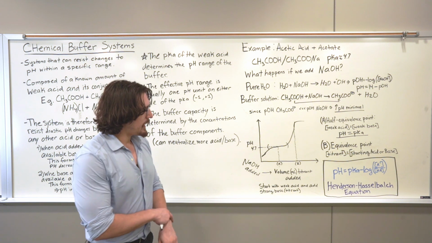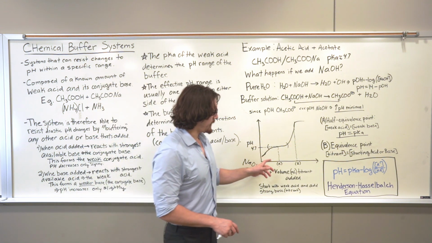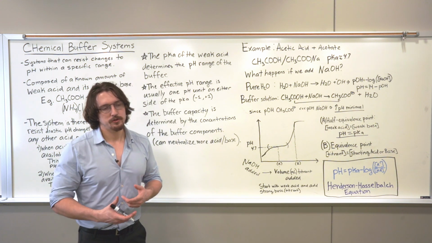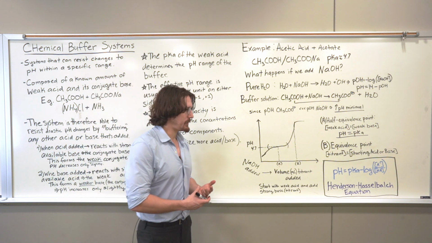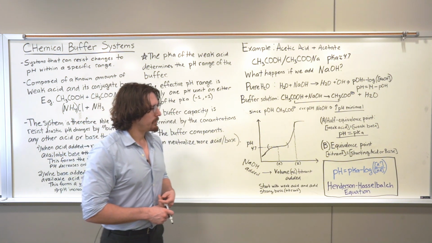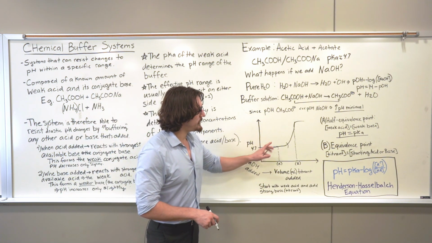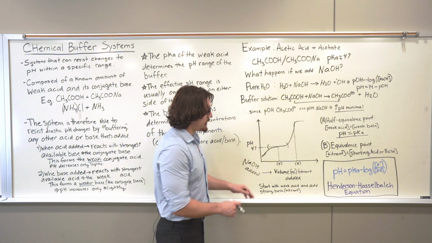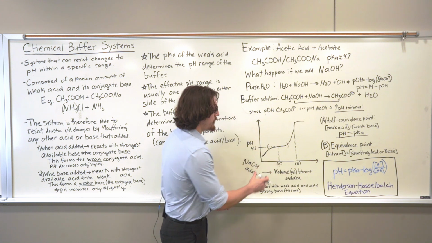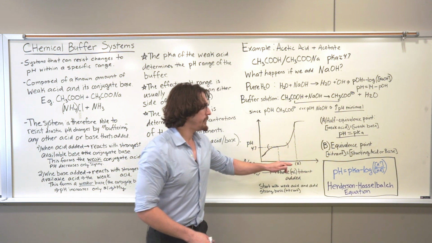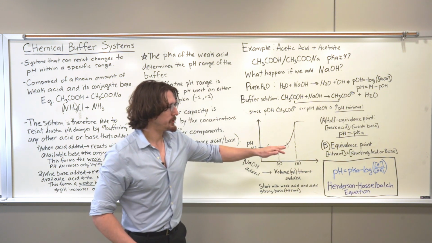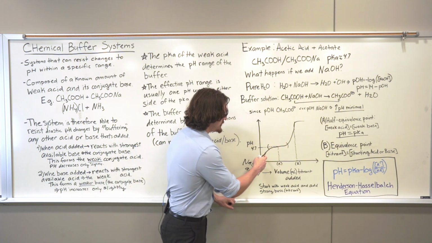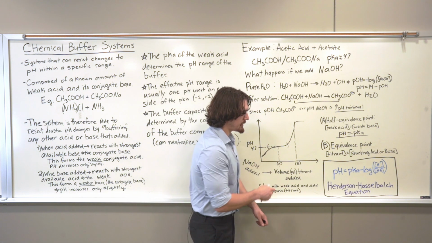All right. Now, if we wanted to calculate, given concentrations, if we knew the concentration of the conjugate acid and the conjugate base, and we wanted to figure out the pH of the buffer solution within this range, right? So we know the conjugate acid concentration and the conjugate base concentration at a certain point here, but we want to figure out exactly what the pH is. We can use what's called the Henderson-Hasselbalch equation.